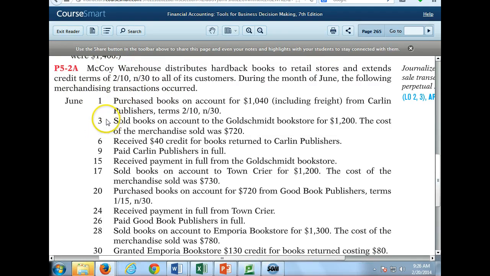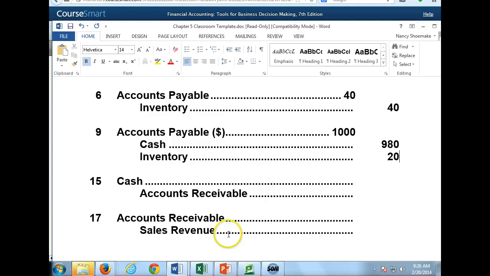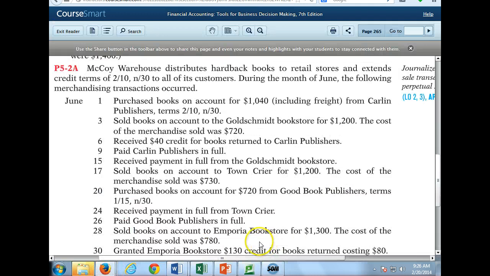You're right. So we sold books on June 3rd to them, and if they took advantage within 10 days, then they get a 2% discount. Did they receive it within 2 days? They didn't. So we're going to receive how much money from them? $1,200. And their accounts receivable is $1,200. Right? Now what did we do? What happens on the 17th? Connor, what happens on the 17th? I'll read it though. Sold books on time.